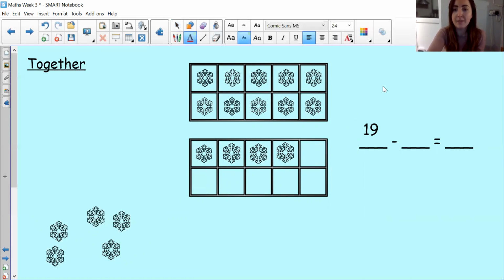19, take away 5. And then how many snowflakes are there now? Now there are 14 snowflakes. So hopefully your number sentence looks like this. 19 take away 5 equals 14.